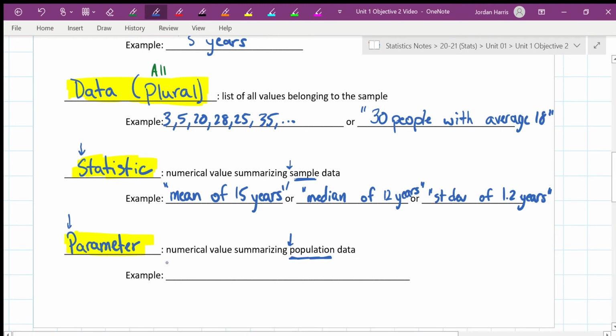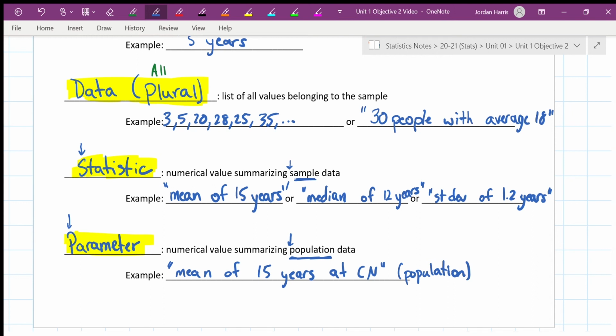And it's the same thing. So we might have a mean of 15 years, okay? They look exactly the same, but this would be for the whole population. So maybe this is just at Clovis North. It's not considered our sample. It has to be our population, our whole population. So we went and somehow talked to every single person at Clovis North, found how many years, and made the average, and that's 15 years. Okay, so that was from our population.